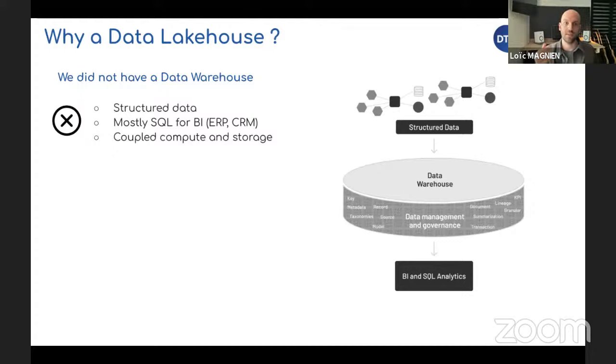So we did not have a data warehouse, which is mostly used to store structured data. And it's mostly for SQL and for BI. Usually you will basically offload the ERP and your CRM to the data warehouse and do your analytics. You still have coupled compute and storage when you build a data warehouse and not a data lakehouse.